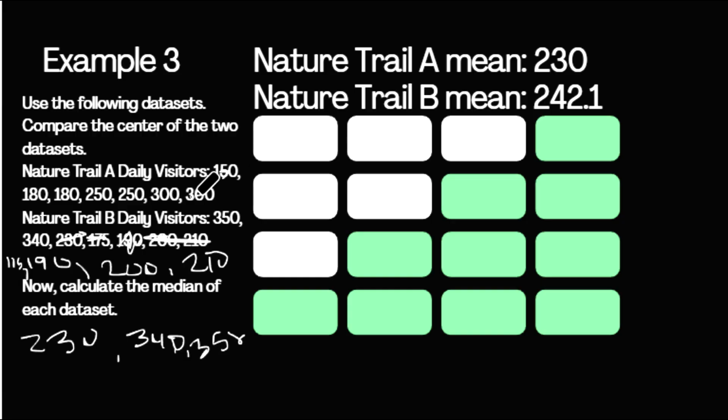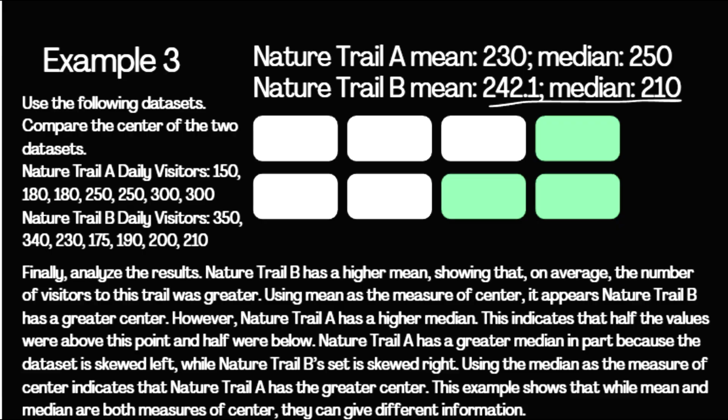Get rid of this one and this one, this one and this one, this one and this one. So 250 is our median there. Get rid of this one and this one, this one and this one, this one and this one. 210 is our median here. All right. Now let's go read our big long explanation.